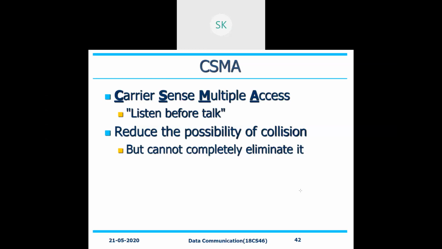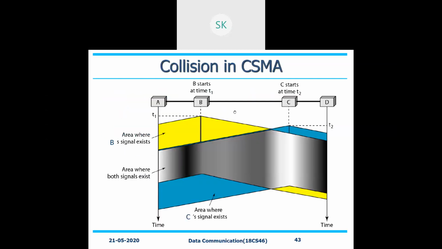Whatever sensing element we introduce, it is still not enough to completely avoid collision. Collision will happen. How will it happen? For better understanding, we need to take an example. So here is an example with respect to collision and CSMA.